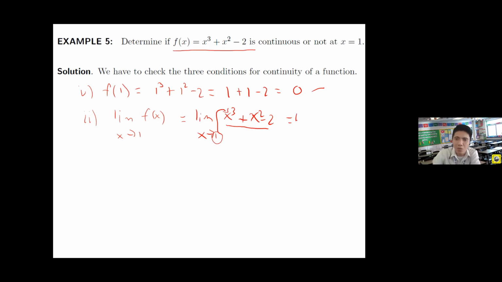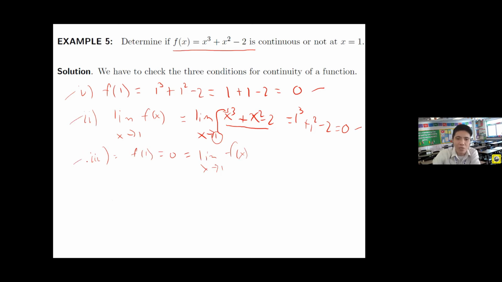So same as before, 1 cubed plus 1 squared minus 2, which we already solved as 0. Since we got a value that is not undefined, therefore the limit of f of x as x approaches 1 exists. For the third condition, f of 1 is 0, which is also the value of the limit of f of x as x approaches 1. So, therefore, the three conditions are satisfied.